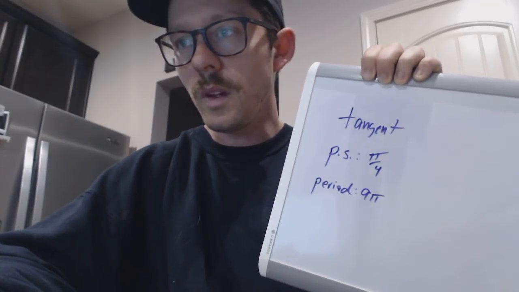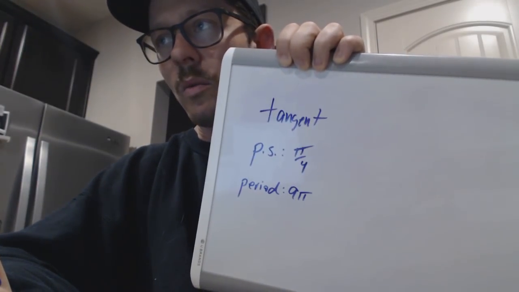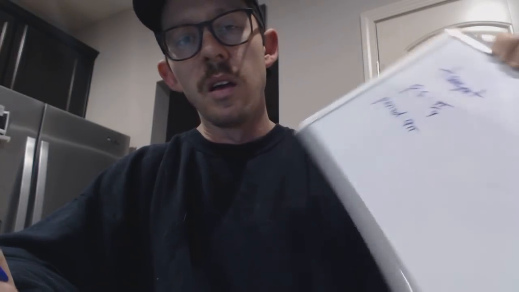Okay. So this is what we have, I believe. All right. So tangent graph, phase shift pi over 4, period of 9 pi. Okay. Obviously, we don't talk about amplitude on a tangent. Midline is just going to be y equals 0, so there's no d value.